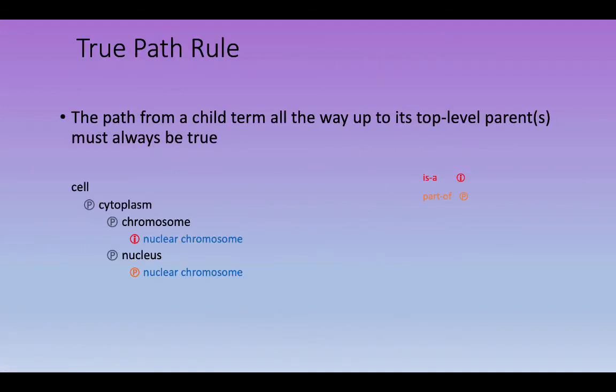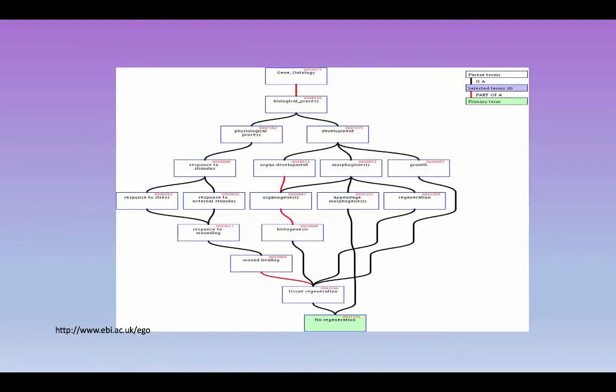One thing that must be true when we apply this directed acyclic graph in our gene ontology is that it must adhere to a true path rule. This states that the path from a child term all the way up to its top-level parent must always be true. That's one of the rules of an ontology. These relationships must always be true in all cases. And if they're not, then we have to redefine the ontology.